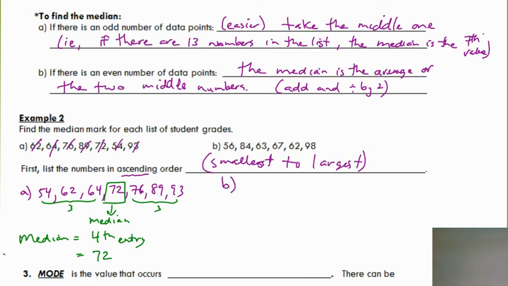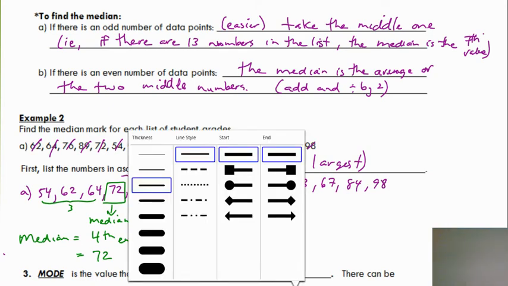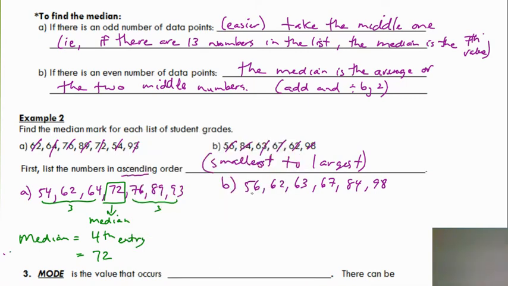Listing these in order, we have the lowest is 56. Next is 62, 63, 67, 84, and 98. Okay, so in this case, we have 1, 2, 3, 4, 5, 6. So here are the middle 2.